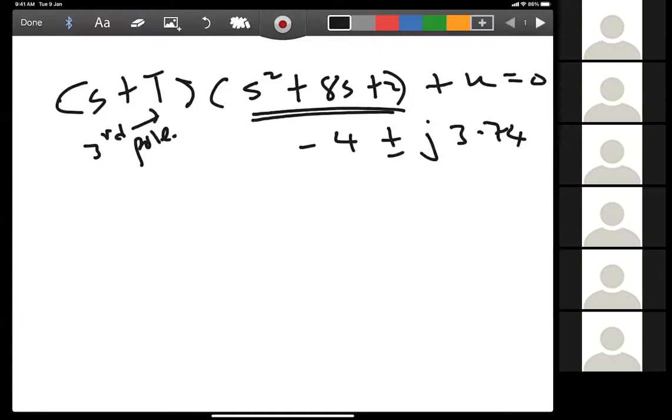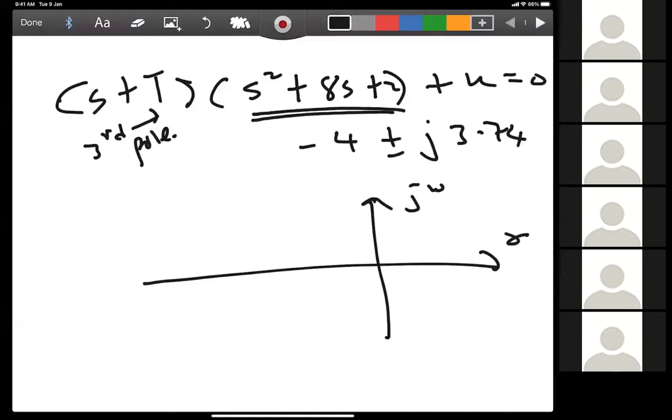So you plot that, alpha omega. So this one will be here. This is the dominant pole. So the third pole is here. Okay, sorry, my question was not about the third pole, it was about the dominant pole. The dominant pole is the closest one.